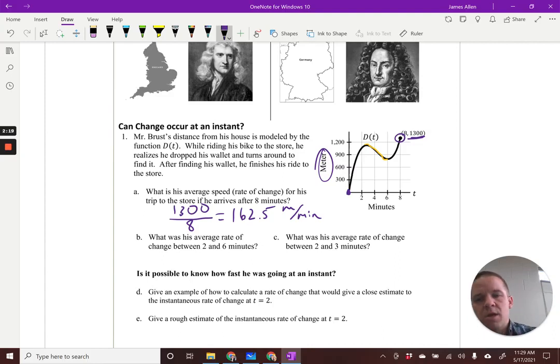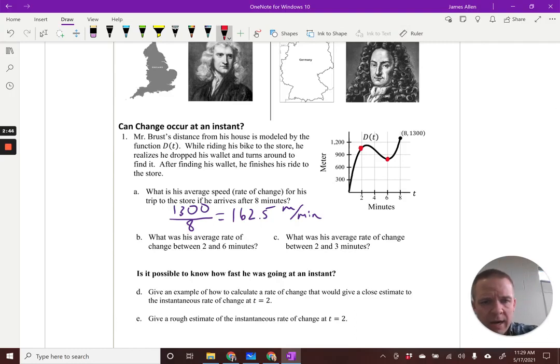All right. Now it says, what is his average rate of change between 2 and 6 minutes? So now we're looking at a smaller point in time. So let's see here. 2 minutes right here, and then at 6 minutes, we're over here. So what's the average rate of change between those two spots? Now, we don't have exact values there, but we could maybe get a rough estimate, right?